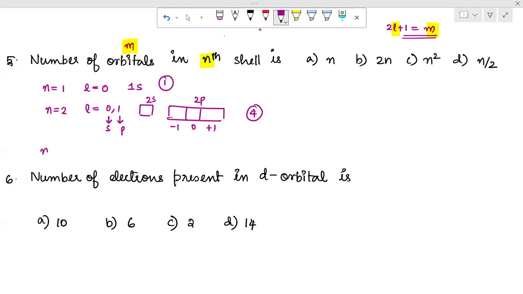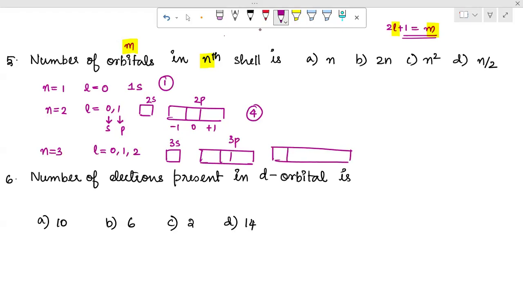Now let's take n is equal to 3. The value of L can range from 0, 1 and 2. 0 corresponds to 3s, 1 corresponds to 3p, and 2 corresponds to 3d. And 3d, by now you know it comprises of 5 orbitals. So in total 1 plus 3, 4 plus 5, 9 orbitals.